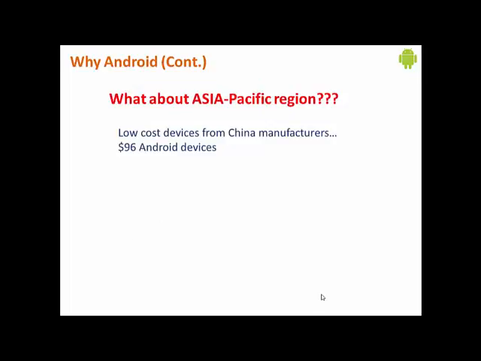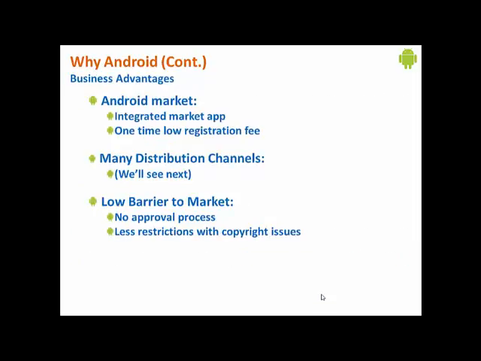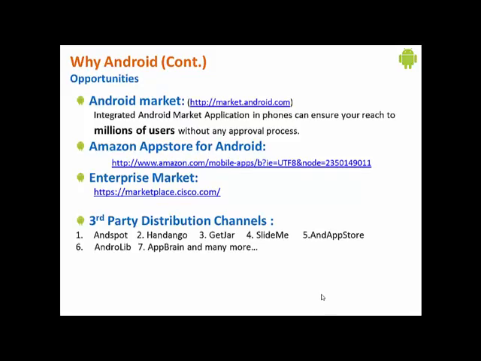Coming to the Asia Pacific region, which is our region, we get devices from China for just $96, and you don't need to pay anything for developing an Android application. It's a completely open source platform. It's really easy, since many people are good with Java, and integration is easy, and the images are unlimited as well. So you got Android Market, and you can go here and launch your applications, or go to Amazon, or go to the enterprise market from Cisco.